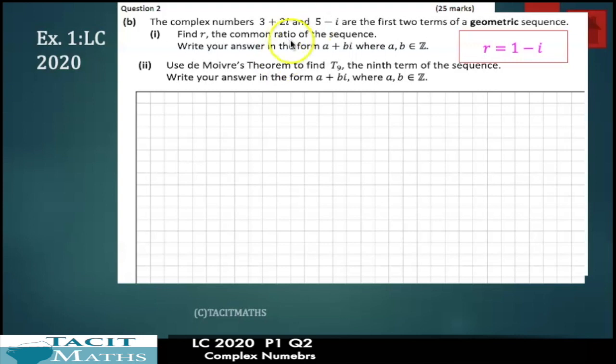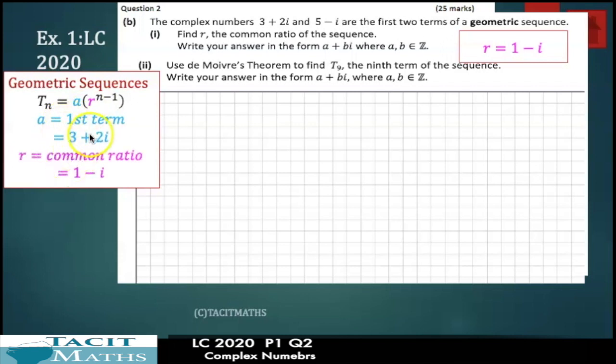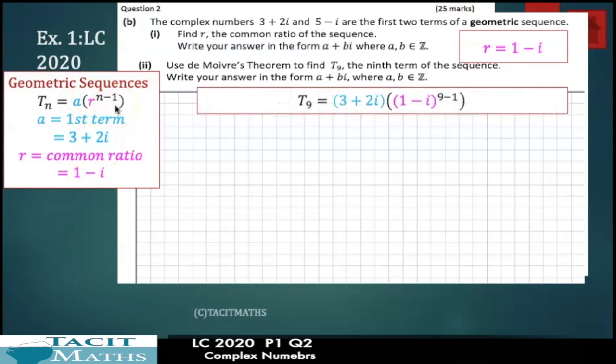But all the individual parts should be straightforward enough, because with geometric sequences, I know the formula is this. Where a is your first term, r is your common ratio, and we know those two values. We know the first term is 3 plus 2i. We know the common ratio is 1 minus i. So let's just see where we can go with this. We're going to substitute these values into the geometric sequence formula, and we get this.